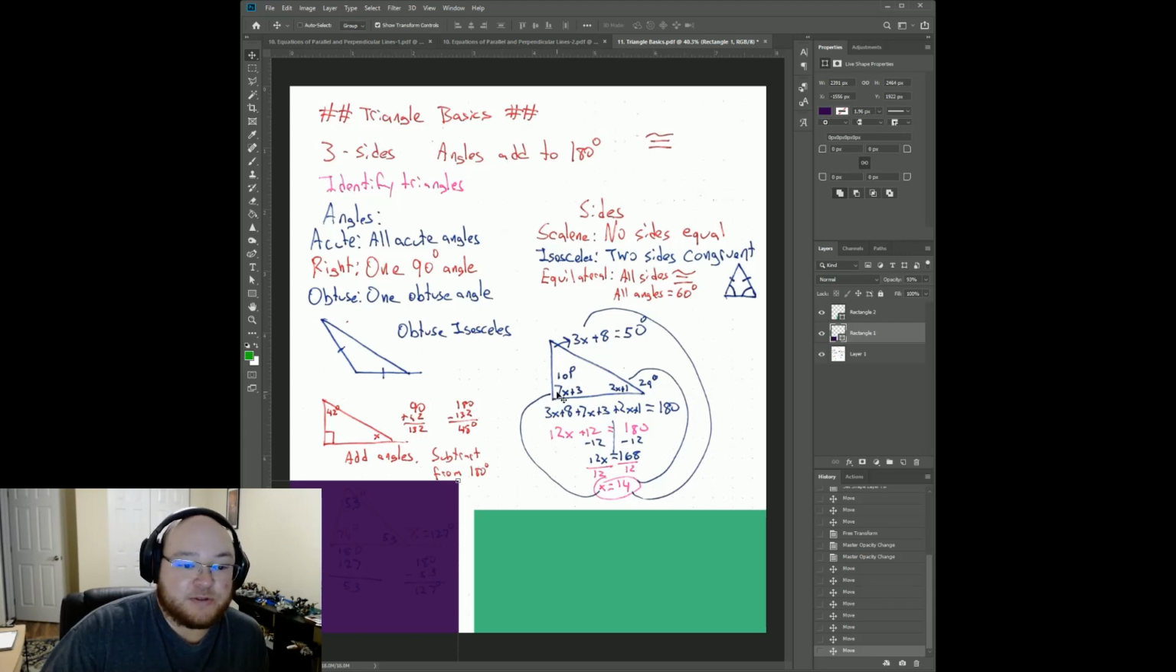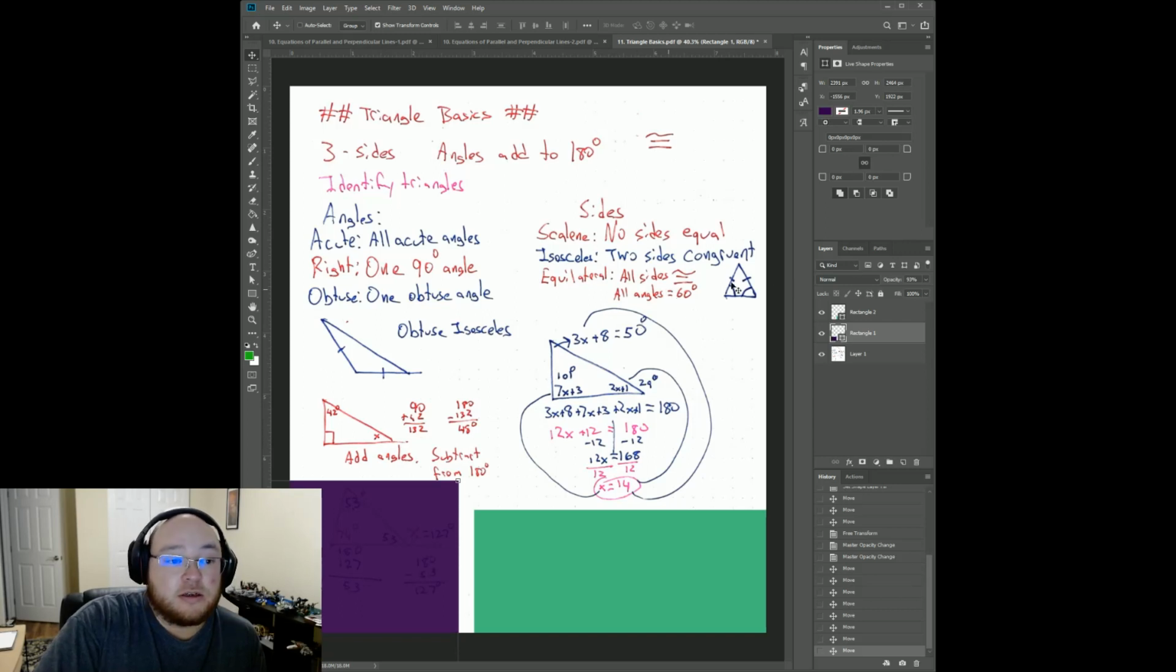7 times 14 is 98. 98 plus 3 is 101 degrees. 14 times 3 is 42. 42 plus 8 is 50. 14 times 2 is 28. 28 plus 1 is 29. And then if you want to double check your work, we can add these three together to see if they actually add up to 180 degrees. 29 plus 101 is 130. 130 plus 50 is 180.